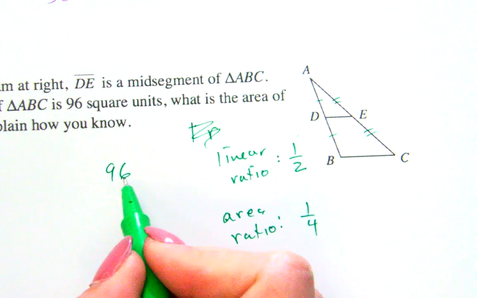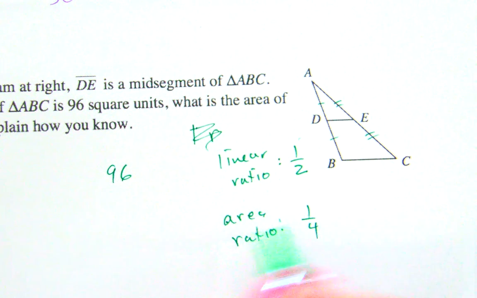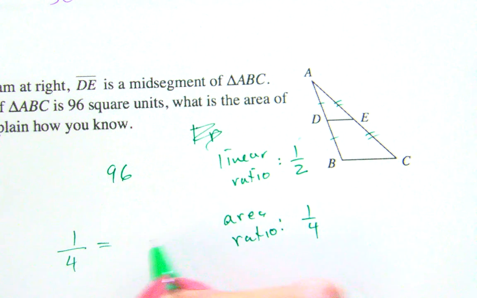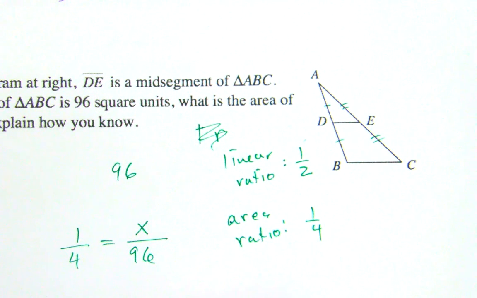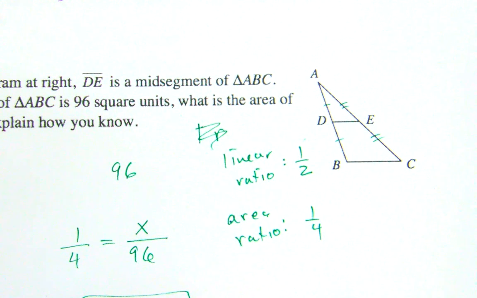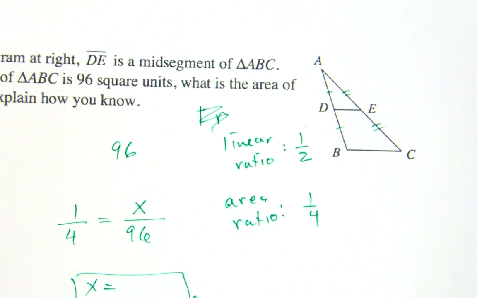Well, if you know the large one has an area of 96, then you really just need to find the area of the small one. So 1 to 4 is your ratio. It has to equal something, the area of the small one, over 96. So find x, and you have the area of the small triangle, or in this case you're looking for ADE. Okay, so find x.